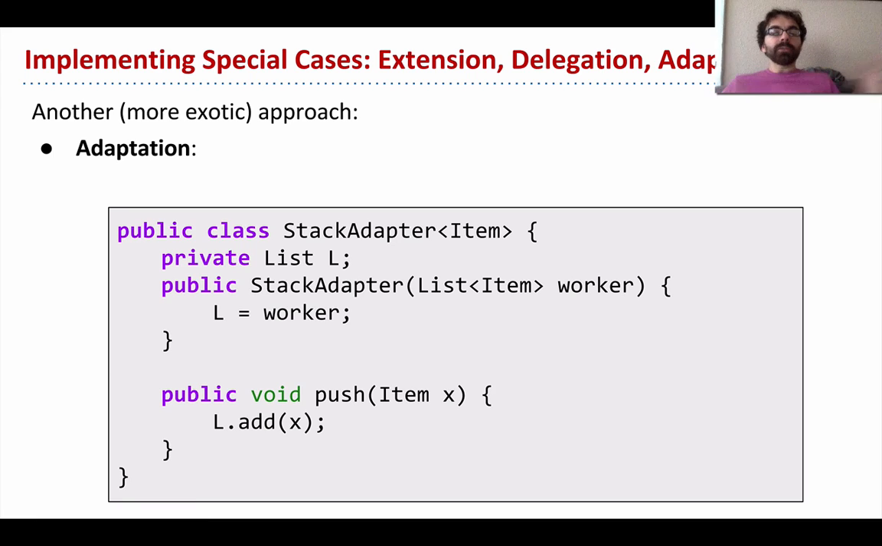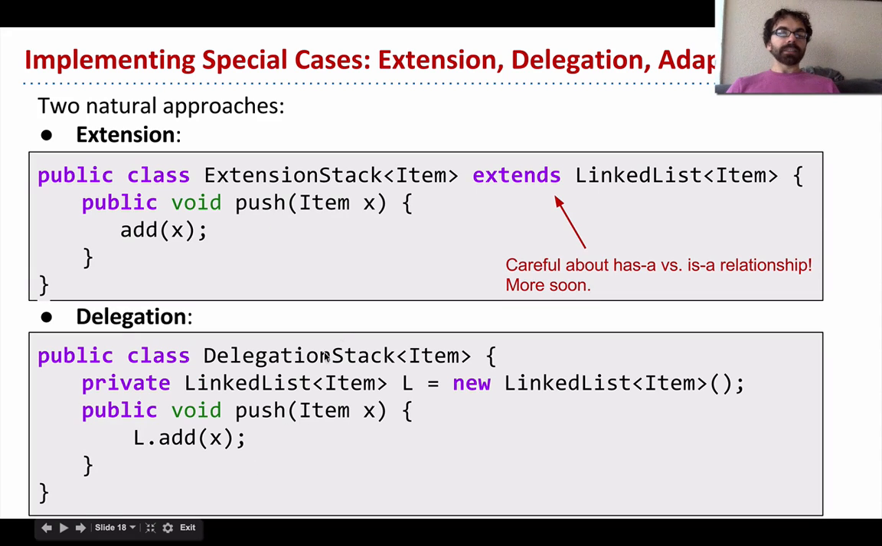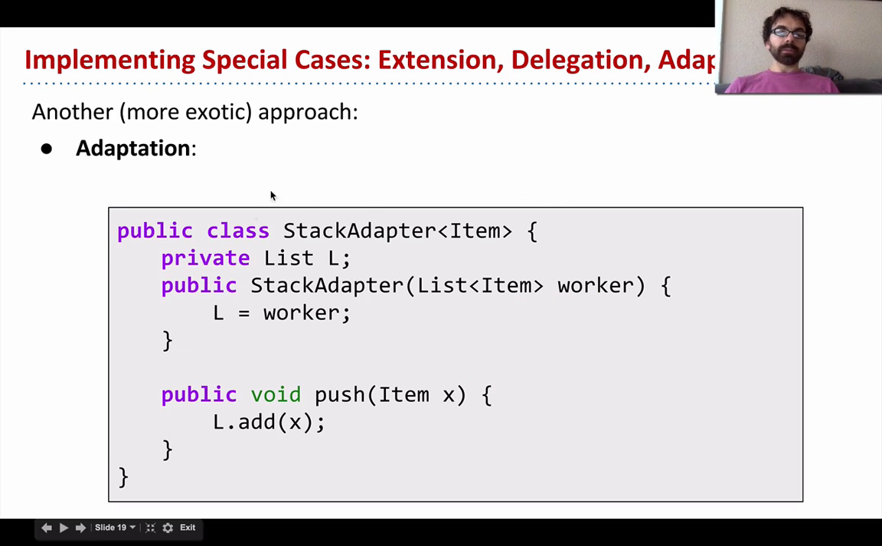So this could be handy if, for example, you wanted to provide the user of your abstract data type with the ability to determine whether or not you wanted an array-based list or a linked list or something else, right? That's one example. Now, this is not a very common pattern, especially in 61B, but I wanted to let you know about it, right? You could, in principle, have someone hand you the worker, you could store a reference to it, and then when you push, you add to it. So it's a lot like delegation. It's just that instead of the stack recruiting a list for themselves, they require that if someone wants to create a stack adapter, they have to provide a list. Okay?